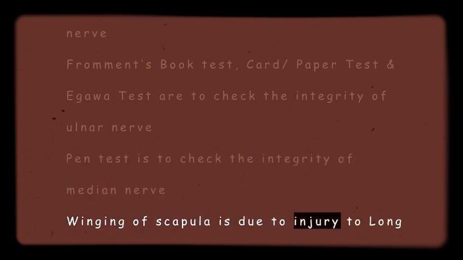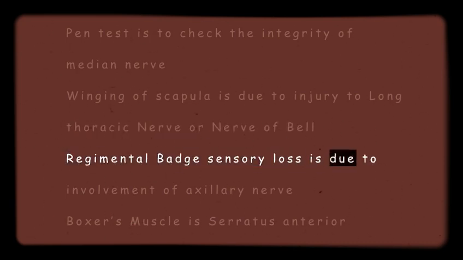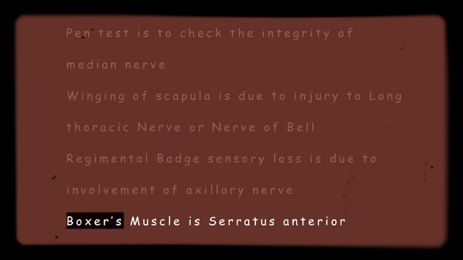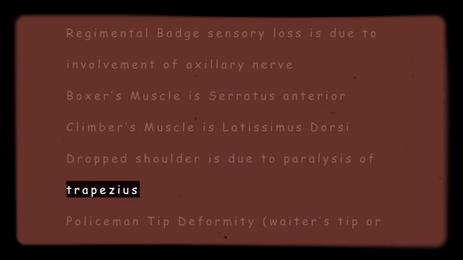Winging of scapula is due to injury to the long thoracic nerve or nerve of Bell. Regimental badge sensory loss is due to involvement of the axillary nerve. Boxer's muscle is serratus anterior. Climber's muscle is latissimus dorsi. Drop shoulder is due to paralysis of trapezius.